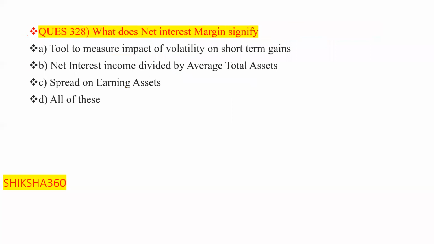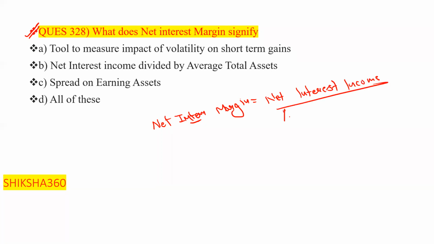Question number 328. What does net interest margin signify? First of all, I will tell you the formula of the net interest margin. Net interest margin is equal to the net interest income upon average total assets.